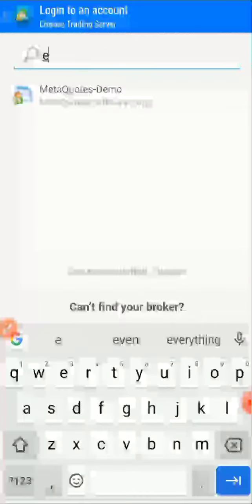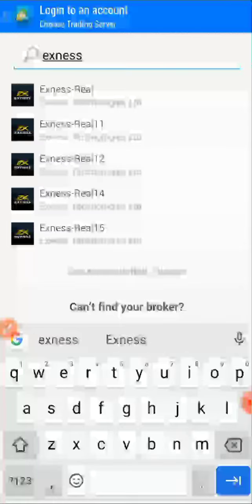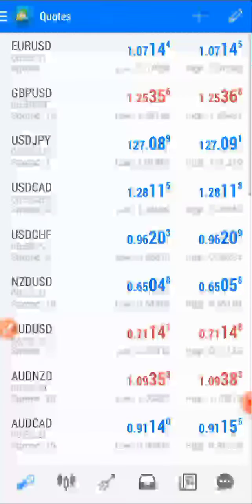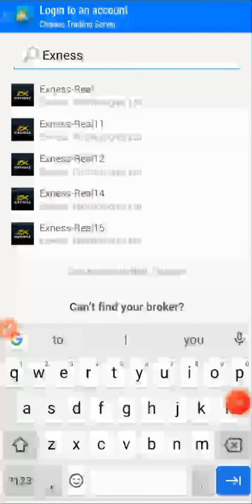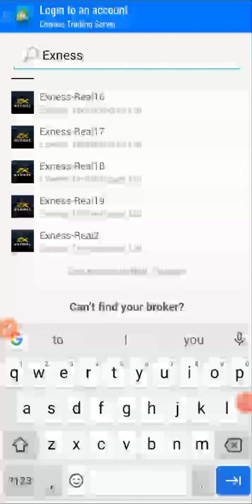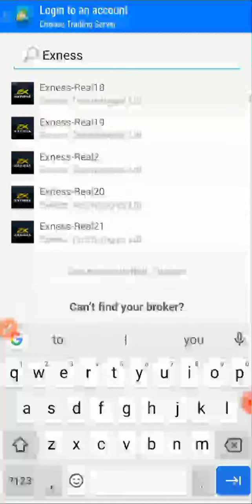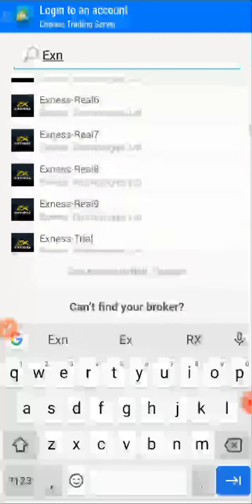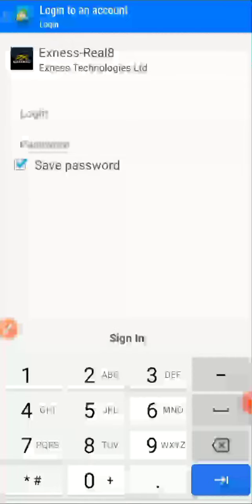If you click on Exness now, you can see there are a lot of Exness servers here. So when you create your live account, they are going to give you your own server, so you know it. If it's Exness Real 20, Exness Real 21, or whatever it is, you're going to click on it. Let's say for instance, let's still use Exness in this case, and for me the server is Exness Real 8.